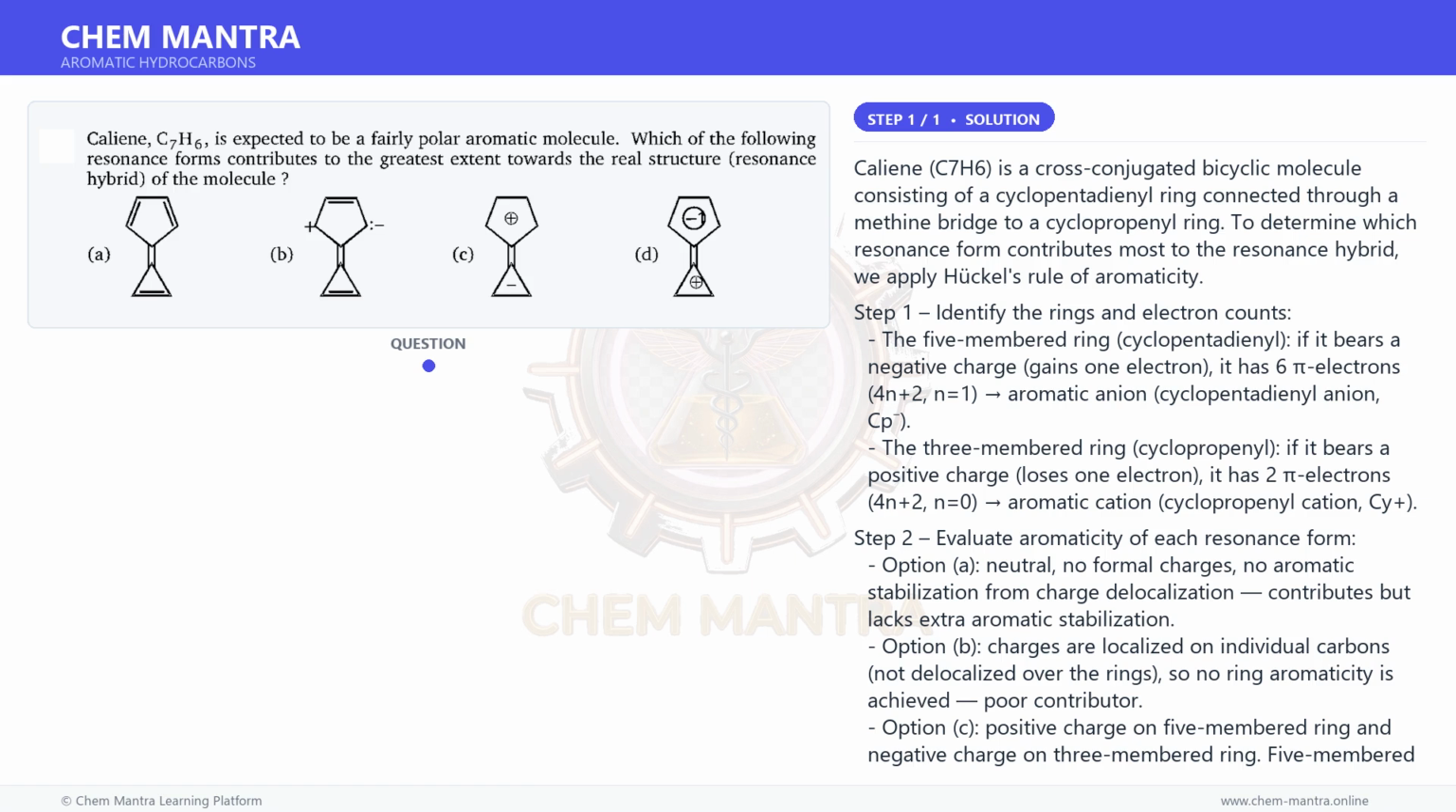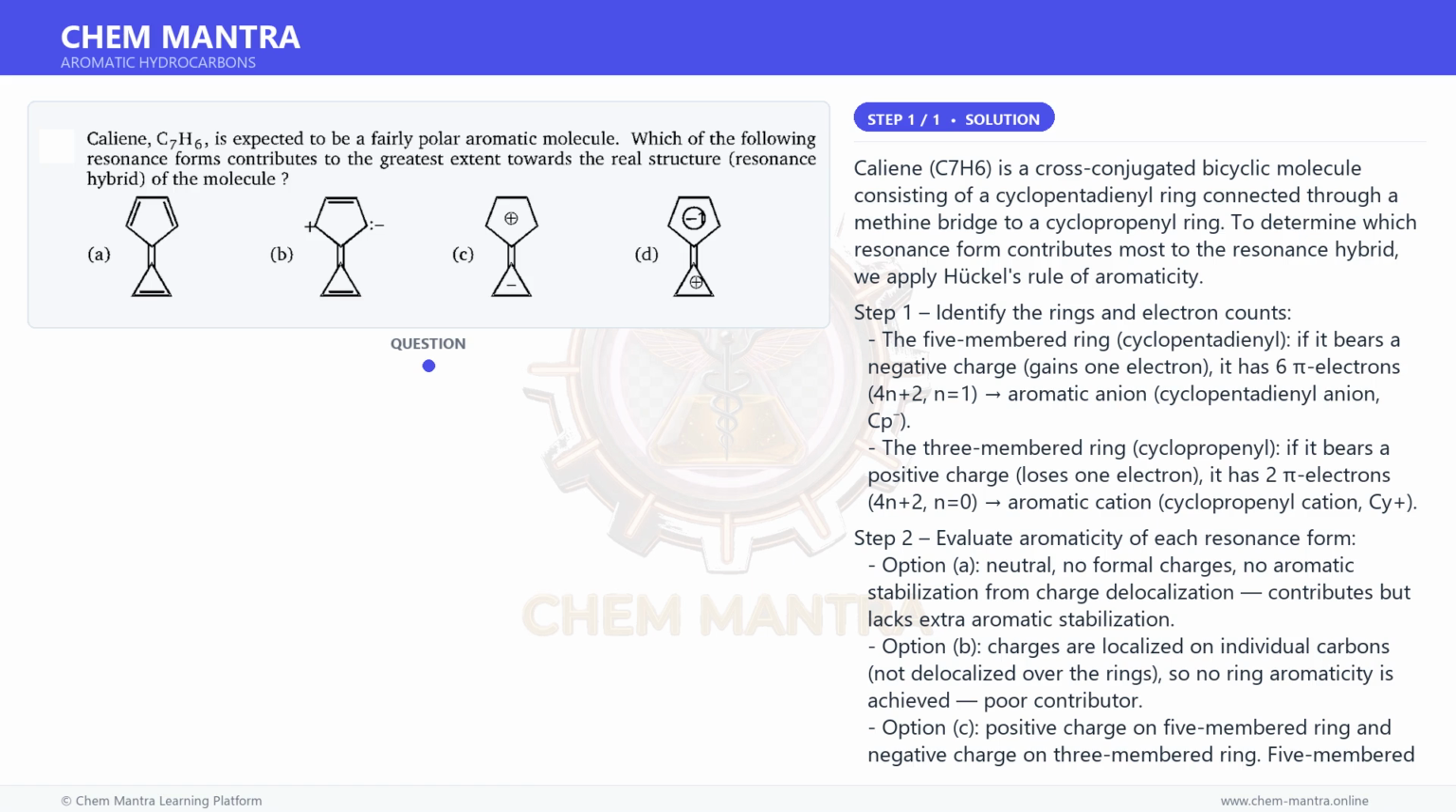contributor. Option C. Positive charge on the 5-membered ring and negative charge on the 3-membered ring. The 5-membered ring with plus has 4 pi electrons, anti-aromatic. The 3-membered ring with minus has 4 pi electrons, anti-aromatic. Both rings are anti-aromatic, very unstable contributor.